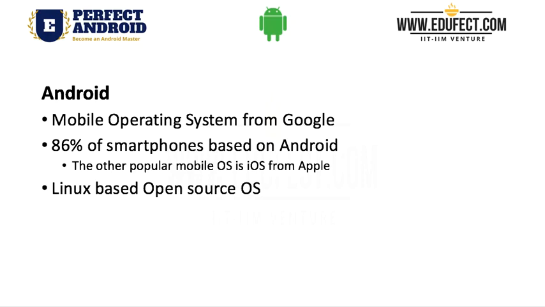Let us start learning about Android. So what is Android? Android is a mobile operating system from Google, and it is the most popular mobile operating system. More than 86% of all smartphones are based on Android, and the other popular mobile OS with about 13% of smartphones is iOS from Apple. So these are the two popular operating systems, and Android is clearly the most popular of them.